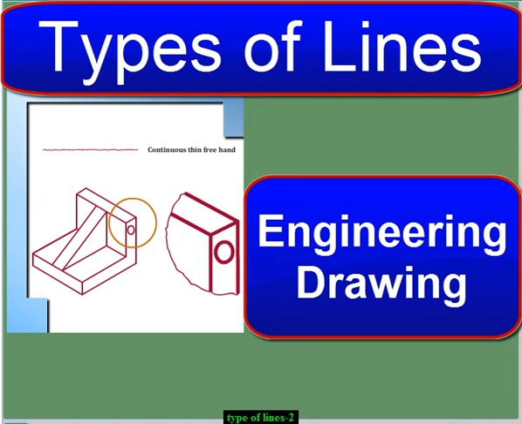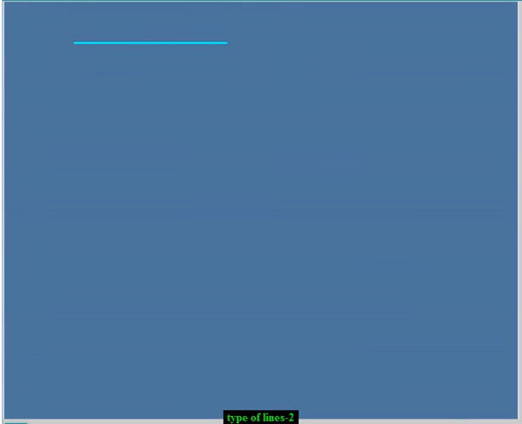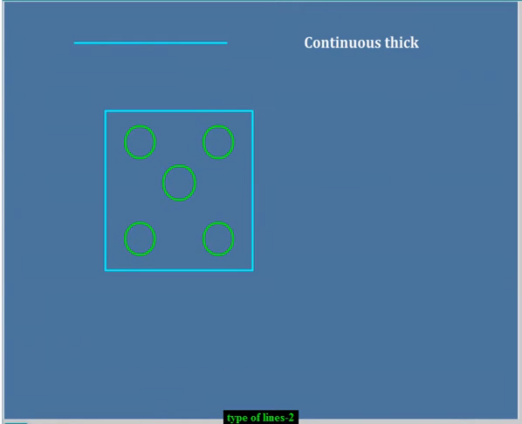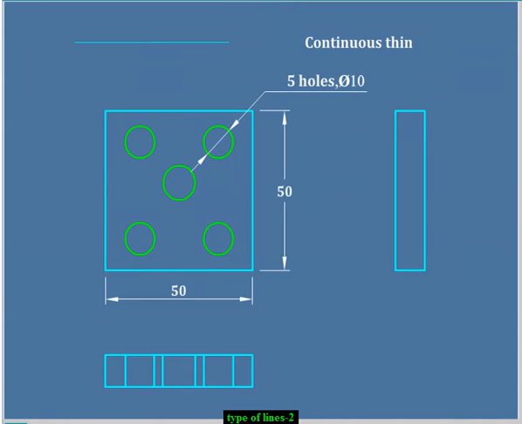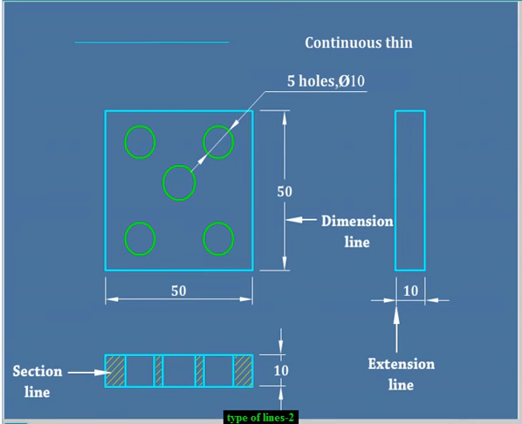Types of lines and applications. Continuous thick. It is used to show visible outlines and visible edges. Continuous thin. It is used to show imaginary lines of intersection, dimension lines, projection lines, leader lines, hatching, outlines of revolved section.